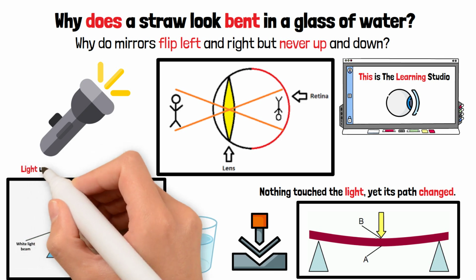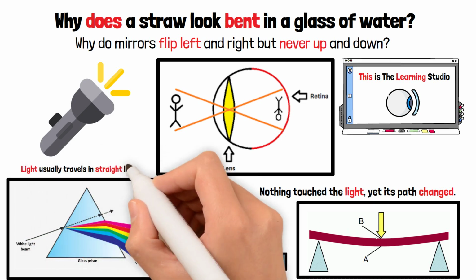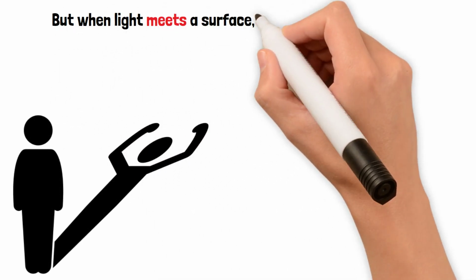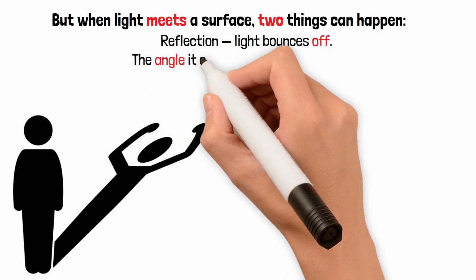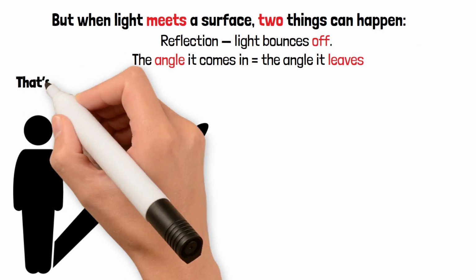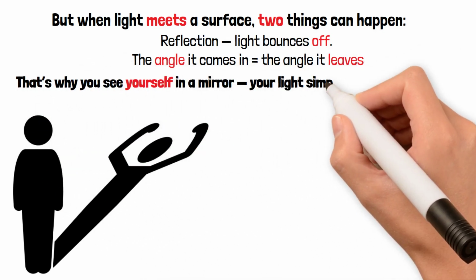Light usually travels in straight lines. That's why shadows are sharp and mirrors work the way they do. But when light meets a surface, two things can happen. Reflection. Light bounces off. The angle it comes in equals the angle it leaves. That's why you see yourself in a mirror. Your light simply returns to your eyes.